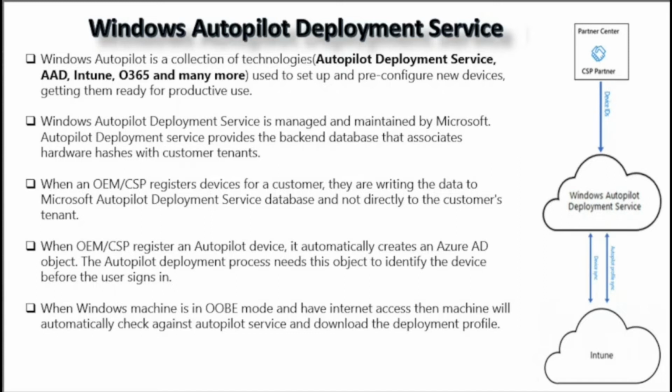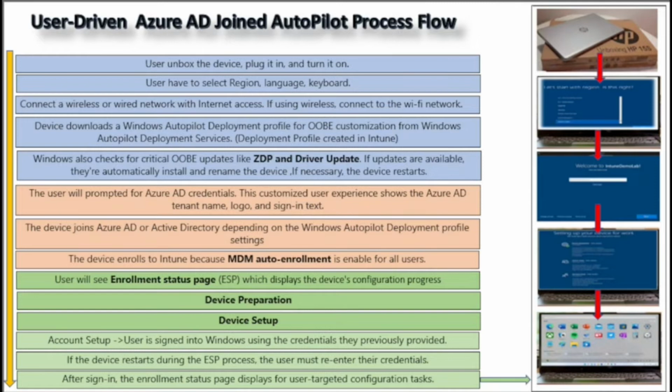When a Windows machine is in out of box experience mode and has internet access, the machine will automatically check against the Microsoft Autopilot Deployment Service database and download the deployment profile in JSON format if the device information exists in the Autopilot database. Now we know what the out of box experience and Autopilot deployment services are, and the standard out of box experience flow. Now let's see the out of box experience flow in the case of user-driven Azure AD joined Autopilot.